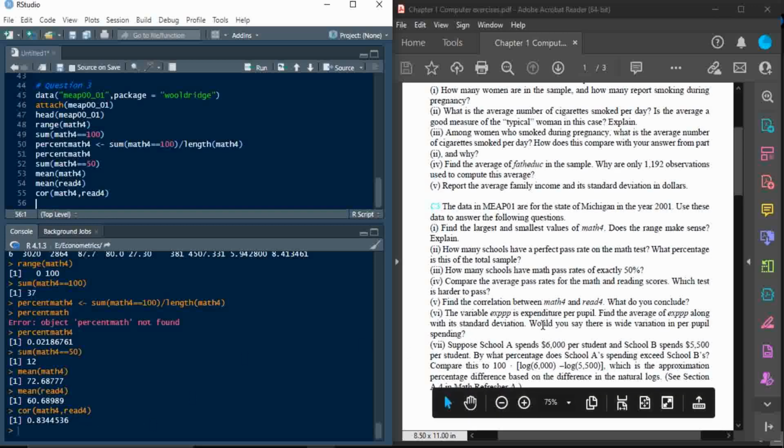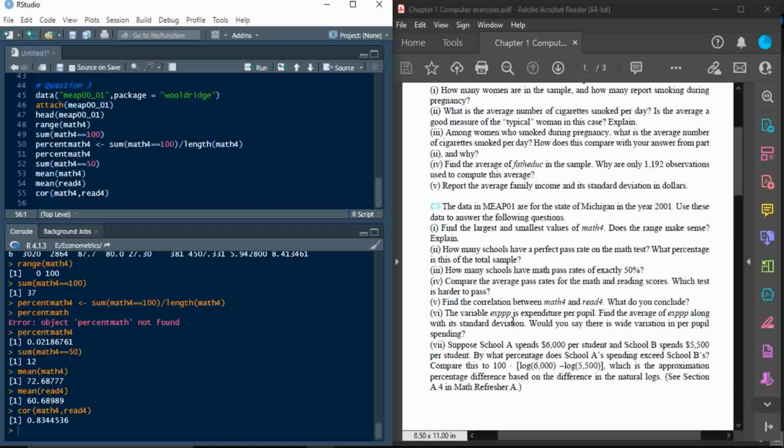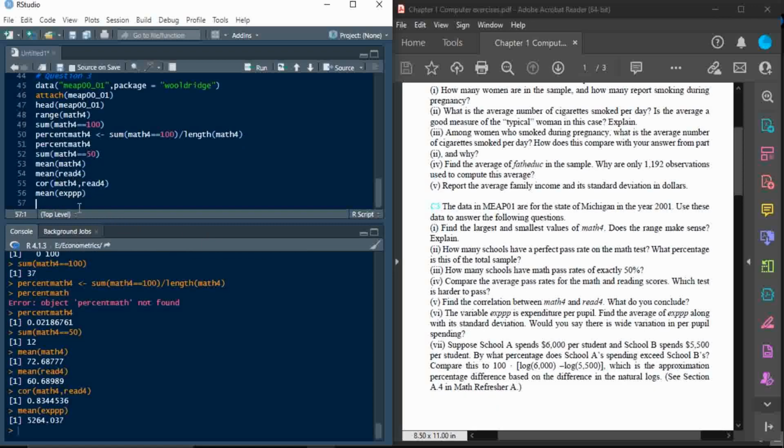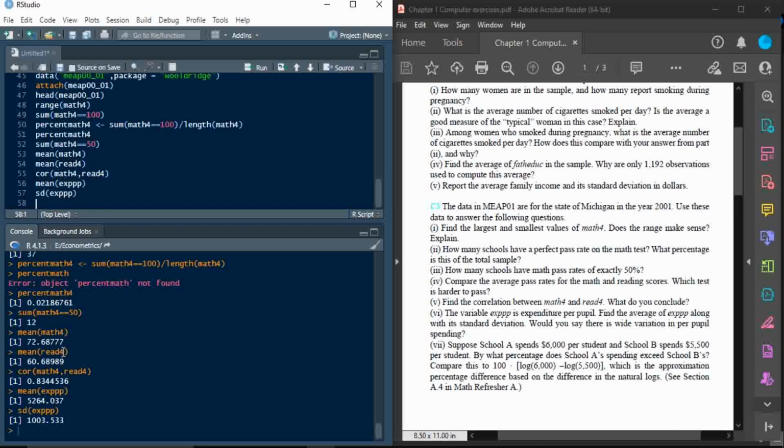Now let's look at the second part. Again, the sixth part, the variable expenditure is expenditure per pupil. Find the average along with its standard deviation. The mean of expenditure per pupil is 5264 dollars, and the standard deviation is 1000.